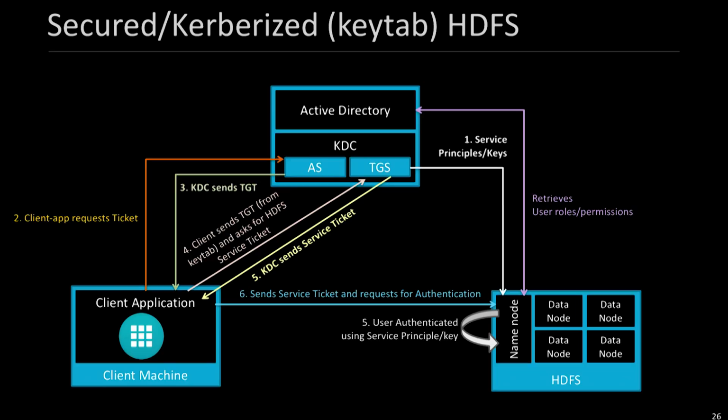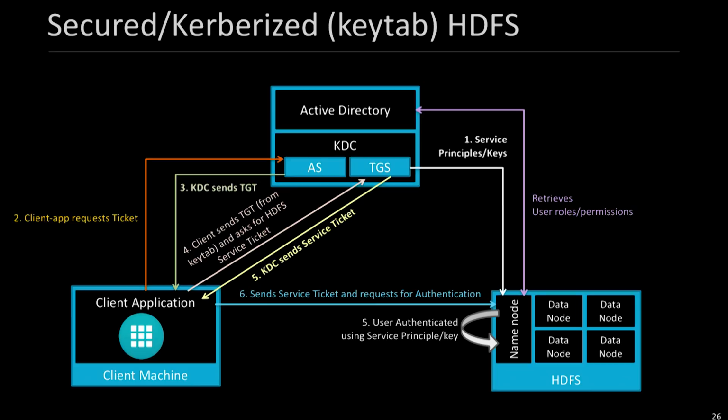It normally starts with HDFS getting authenticated with the KDC using its service principal and keys. What this essentially means is that the HDFS is now trusted by this KDC. And the KDC allows the HDFS to authenticate a client using a ticket issued by the same KDC. Then the client requests the KDC for the Kerberos ticket using a principal and password or keytab. The KDC sends the ticket.